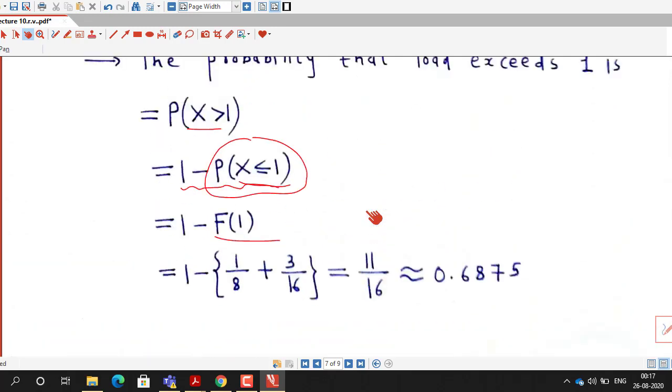So in this way we can determine the cumulative distribution function of a continuous random variable if the formula for the PDF is given. In the next lecture we will do some more problems on the cumulative distribution function of a continuous random variable. I hope you like this lecture. Thank you very much.